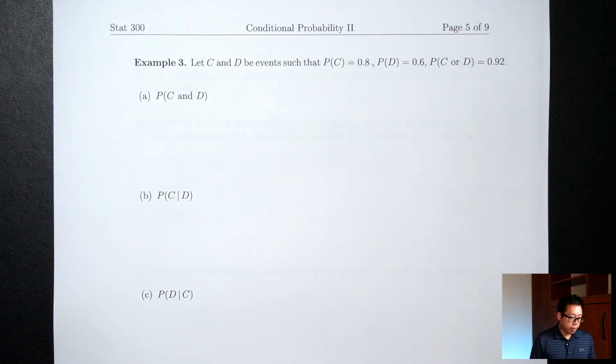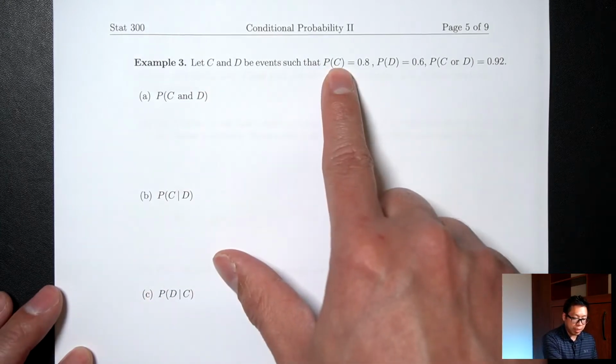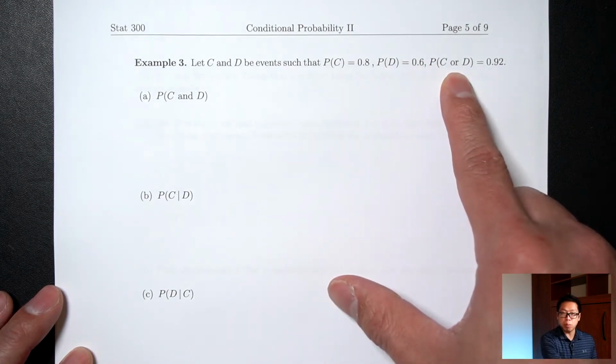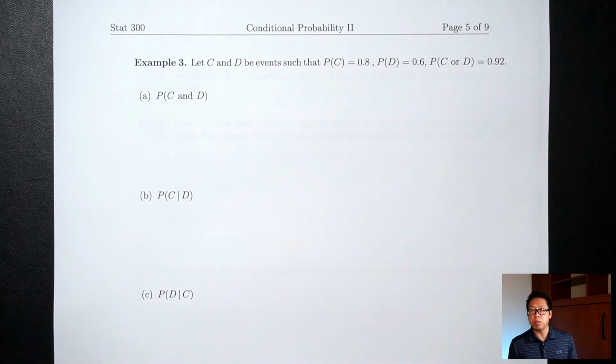Example 3. We're not given a table, we're just given the probabilities. Probability of C is 0.8. Probability of D is 0.6. Probability of C or D is 0.92. So we're going to have to use those formulas.